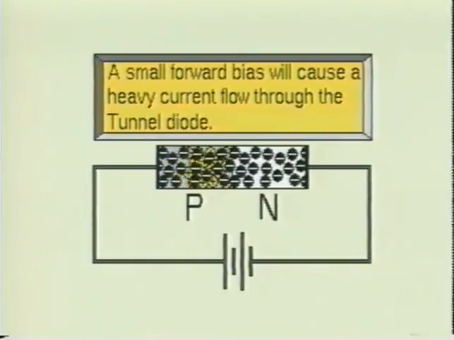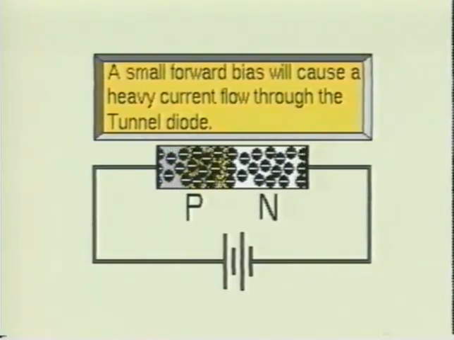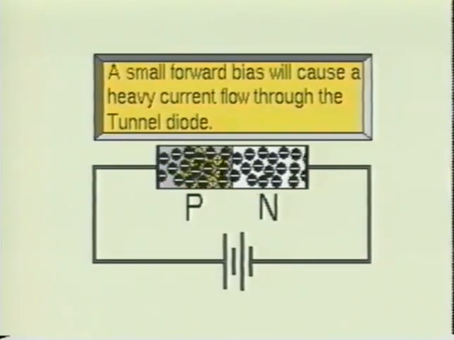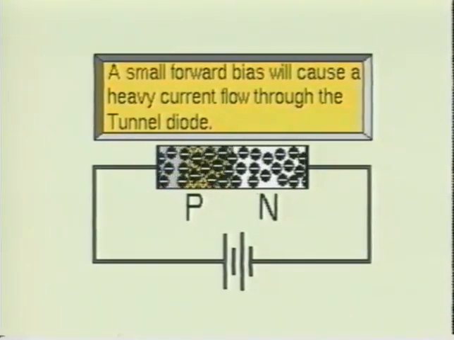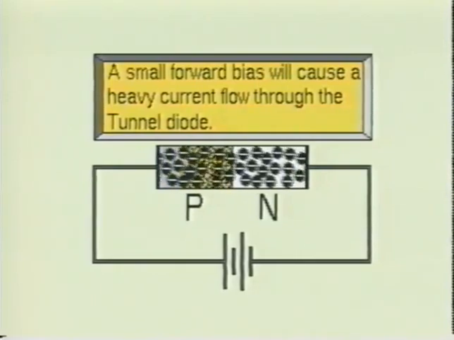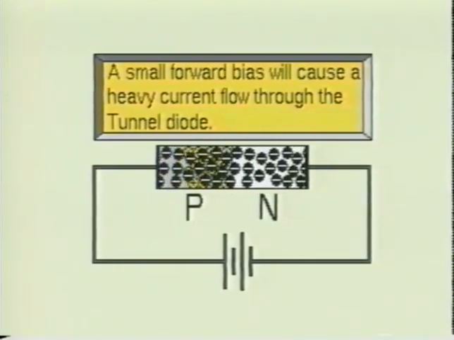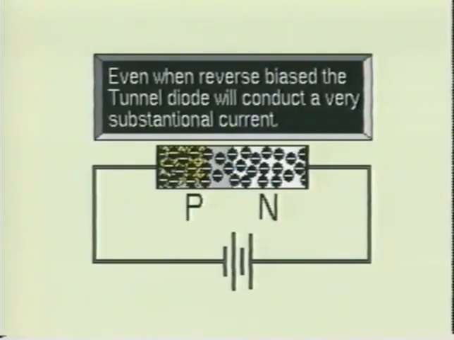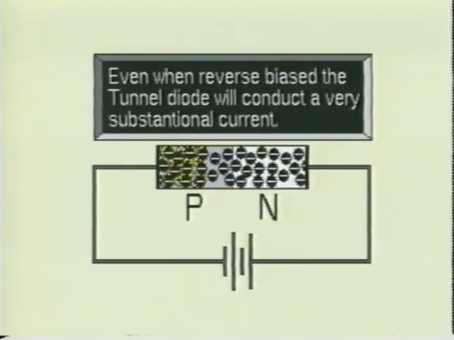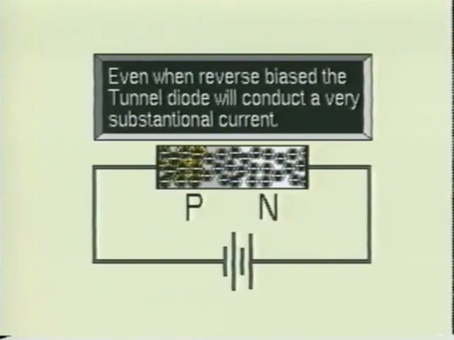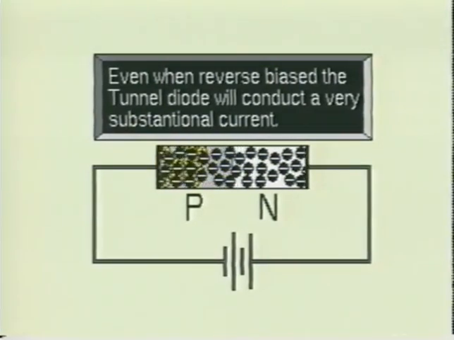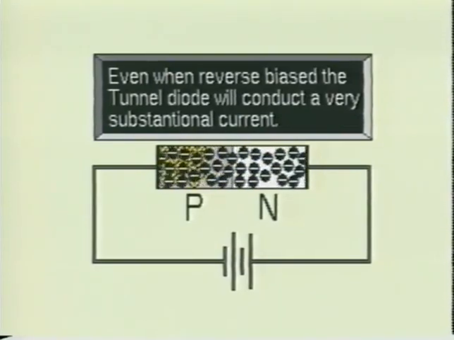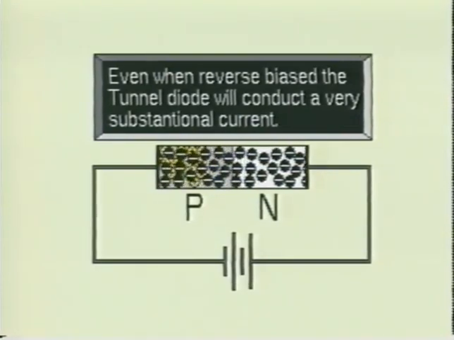Because the depletion region in the tunnel diode is very narrow, it does not constitute much of a barrier to the electron flow. A small forward bias will cause the majority charge carriers to cross the depletion region. When this occurs, the majority charge carriers are said to be tunneling through the barrier. When the tunnel diode is reverse biased, the majority charge carriers will tunnel through the barrier despite the fact that the junction is reverse biased, and a substantial current will flow. The reverse characteristic of the tunnel diode is linear, like that of a resistor.